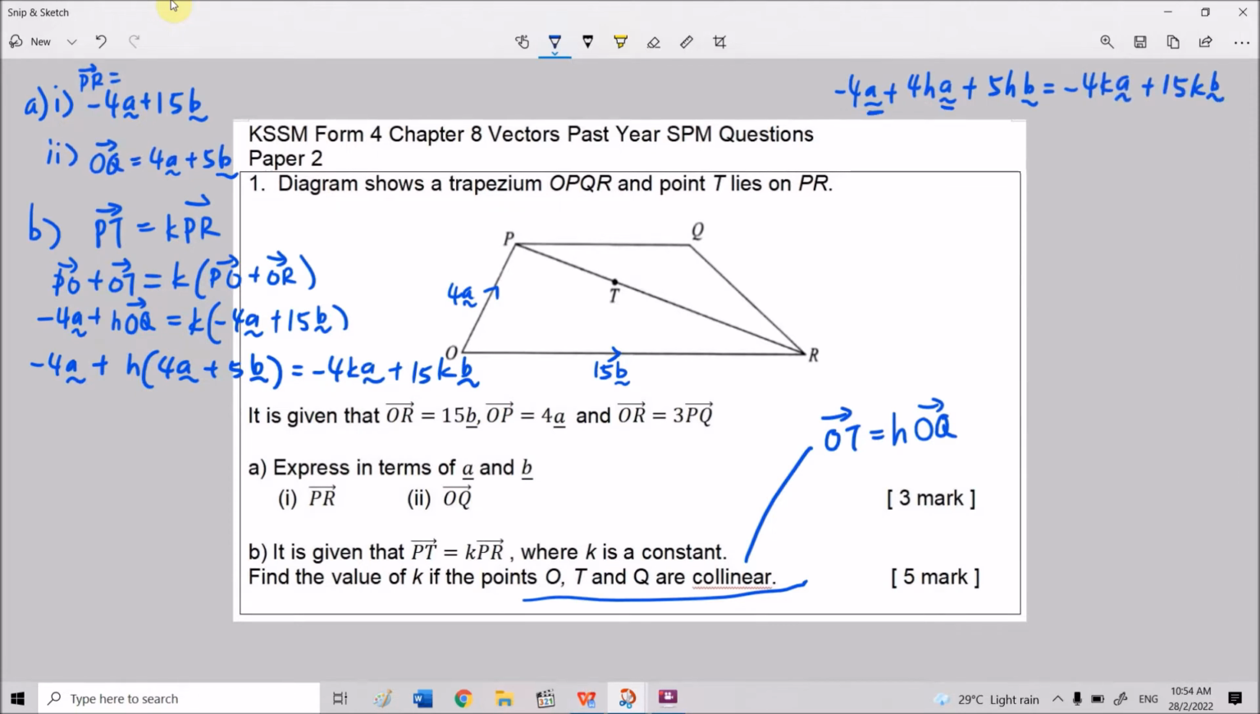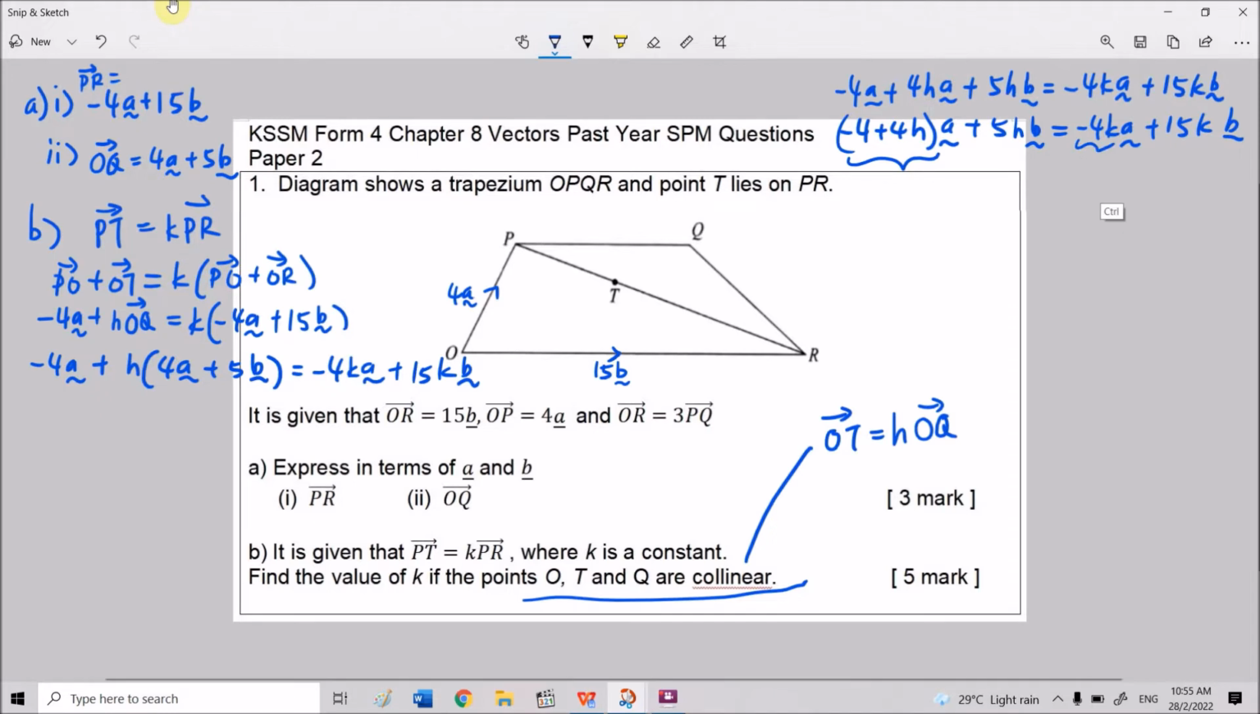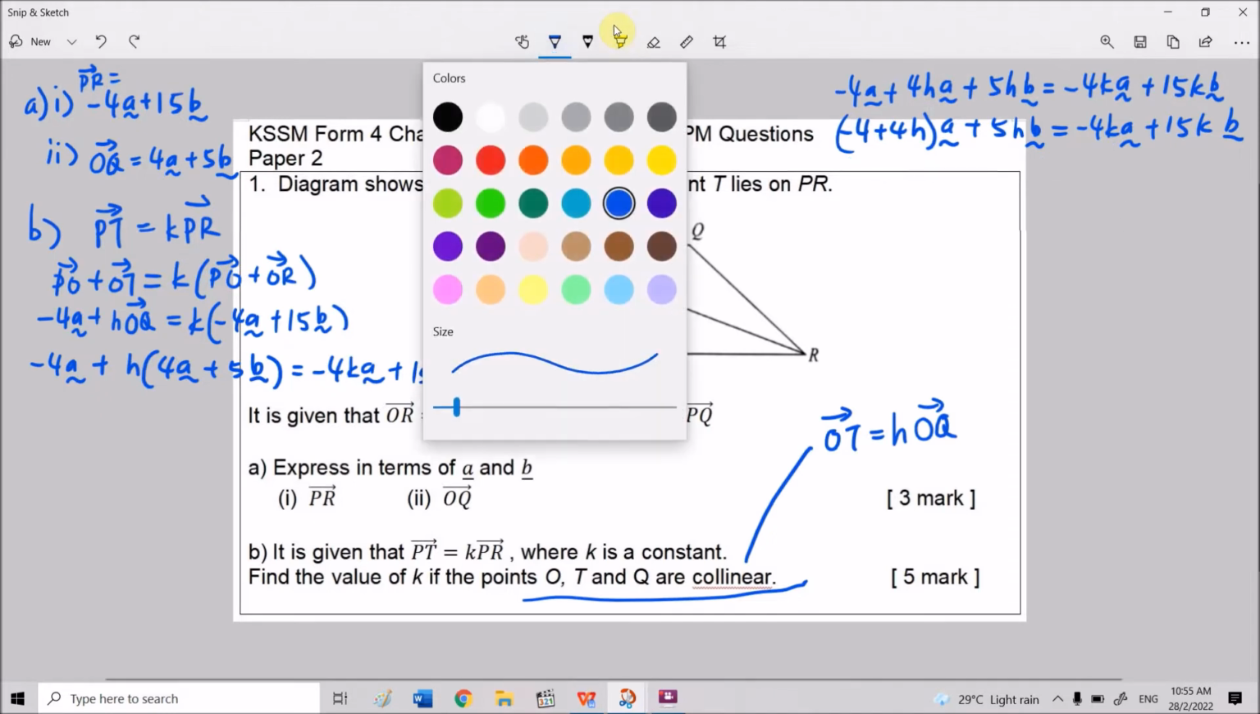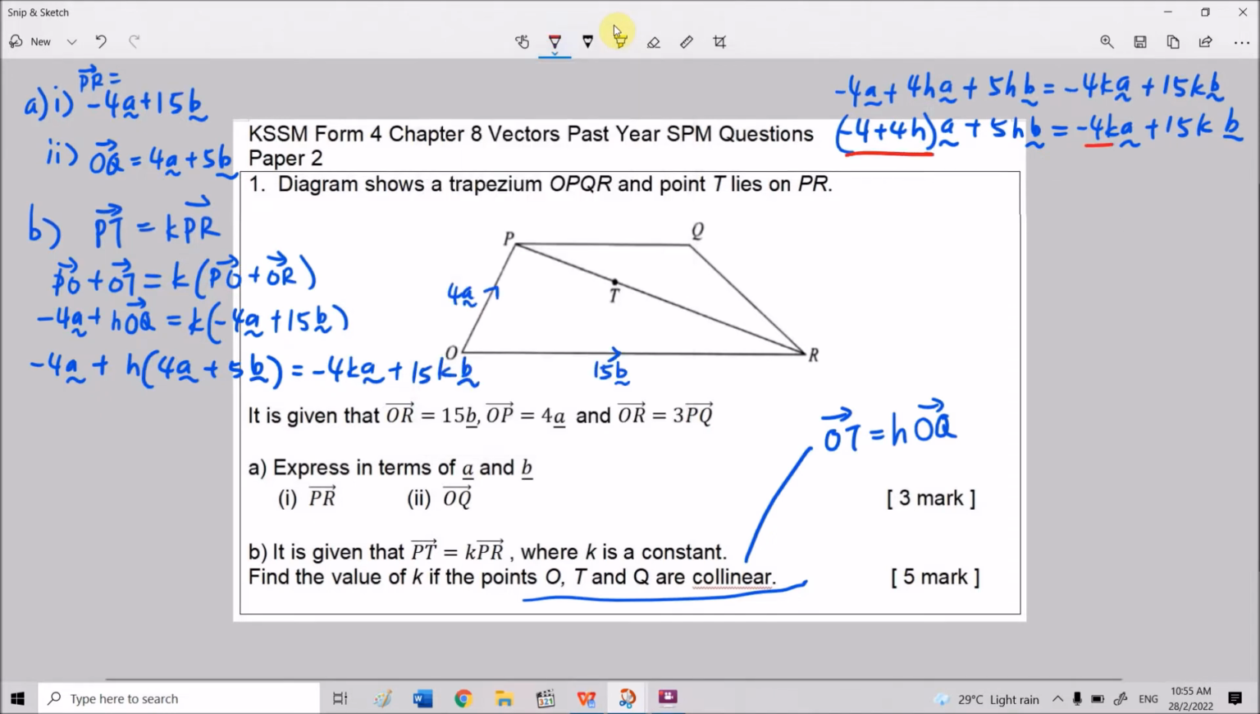Now, since we have vector N, vector A here, we factorize this. You get -4 plus 4H vector A plus 5H vector B, -4K vector A plus 15K vector B. So after we reach this state, which is always what we try to do, we can compare the coefficient of vector A. I use a red color here. We can compare the coefficient of vector A, and we can also compare the coefficient of vector B.